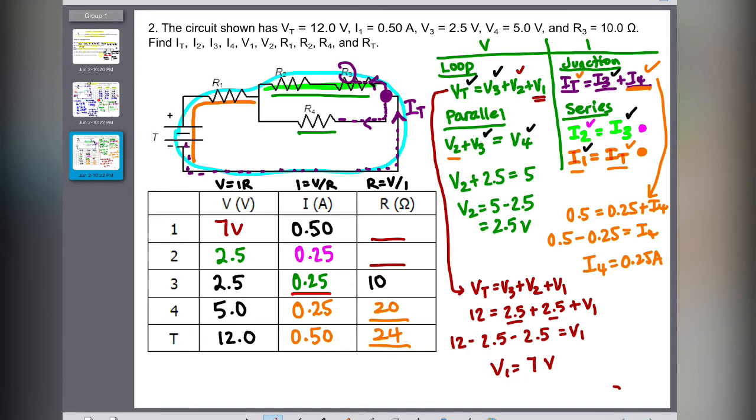So finally, finish it off by using the 2 out of 3 again. R is V divided by I. So R1 is 7 divided by 0.5, which is 14. And then to get the last one, 2.5 divided by 0.25, I have 10. Super big question. Remember, this is the most important chart, okay? Without that chart, you probably don't have enough equations to solve for the rest of it.